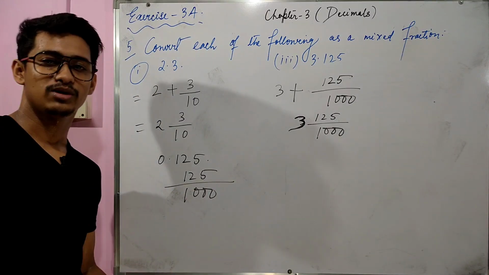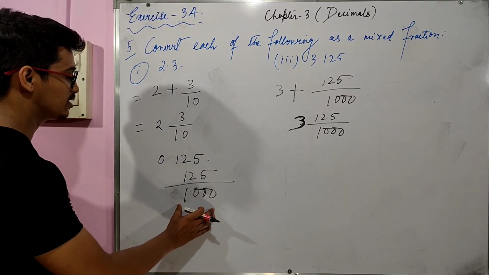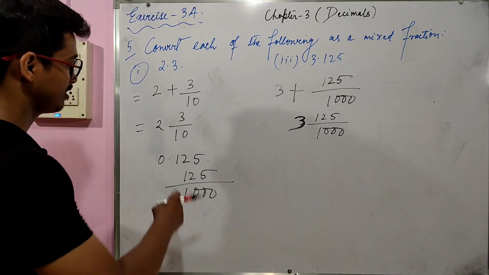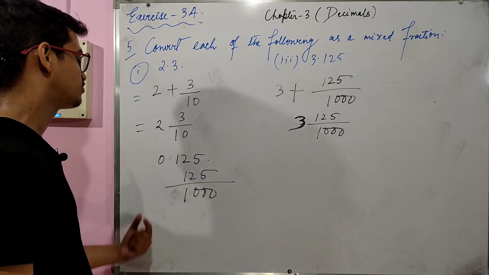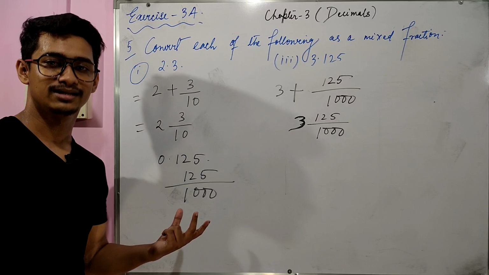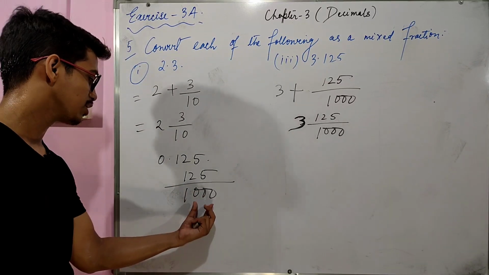So let's just revise one more time. What do you mean by this one? This process is nothing but: see how many numbers are there after the point, and just replace that count by the number of zeros.